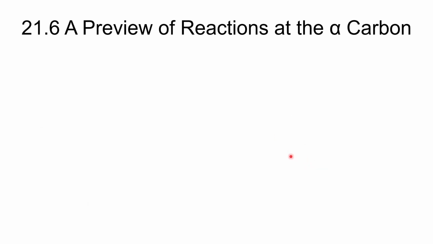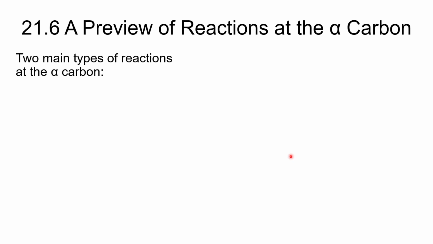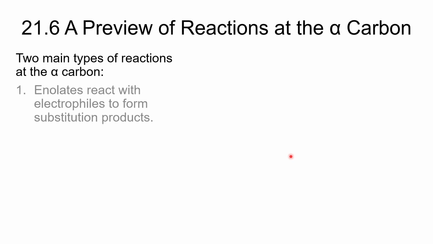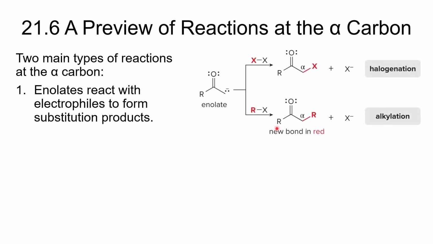All right, we're going to have a very quick preview, and after this preview, that will be the end of this particular video, and then in the next video, we will do the rest of the chapter. So this preview is going to tell us what's coming up. There's two main types of reactions that we do at the alpha carbon. One of them is where we take our enolate and react it with electrophiles to do substitution products. And typically, we're going to react it with things like alkyl halides and do an SN2 reaction to get new alkyl groups on that alpha carbon.